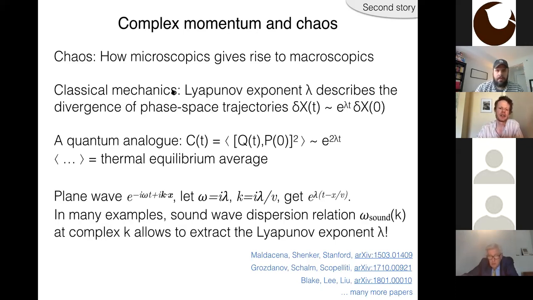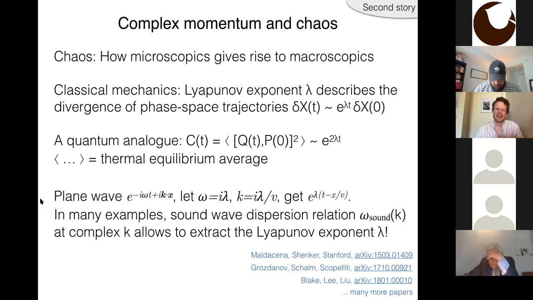And there exists a quantum mechanical analog of the Lyapunov exponent, and that quantum analog involves a commutator of two operators. And you take the average of the square of the commutator in a thermal equilibrium state, and there is again some exponential growth in time. And so there are arguments that tell you that this lambda is basically a quantum version of the classical Lyapunov exponent.